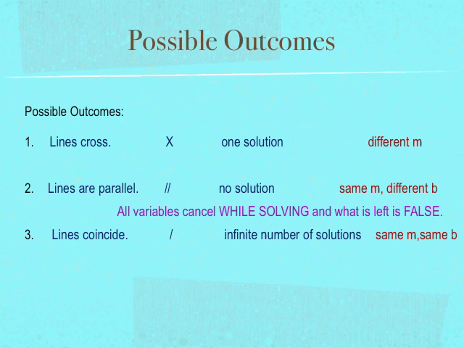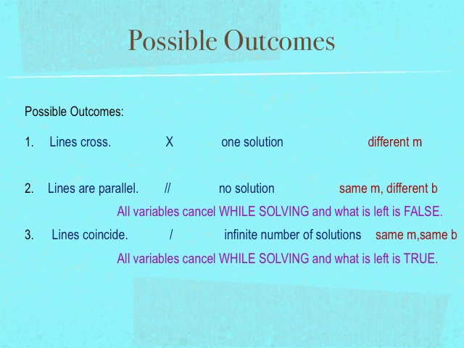If the lines are parallel, all the variables are going to cancel while you're solving, not while you're checking. Remember that from chapter 2. All the variables cancel while you're solving, and what's left is false. That will tell you that you have no solution. And what's going on behind the scenes is parallel lines.